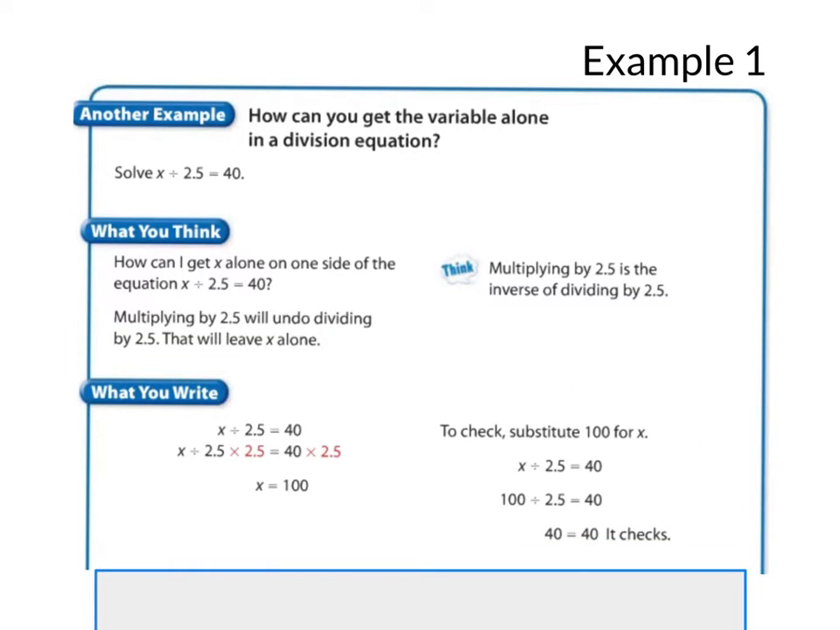I like how there's two steps, and make sure you have step 1 written. So step 1, I have my equation, and then I'm going to do the inverse, multiplying by 2.5 to both sides. Here you would get 100.